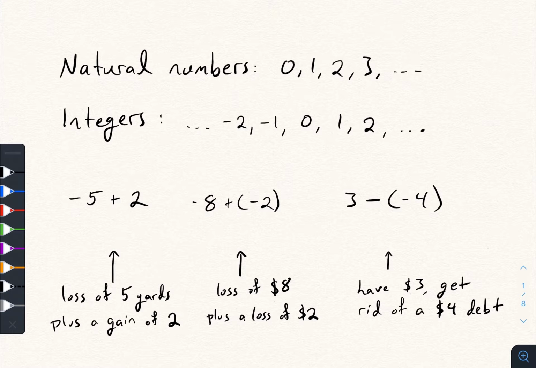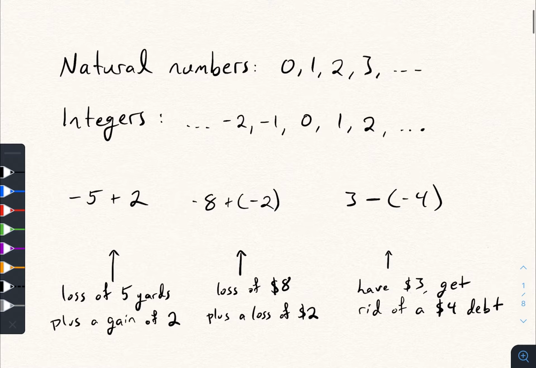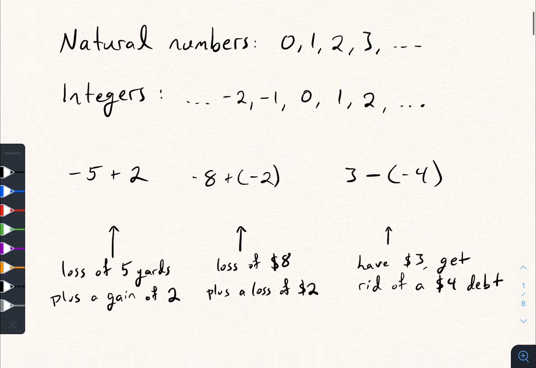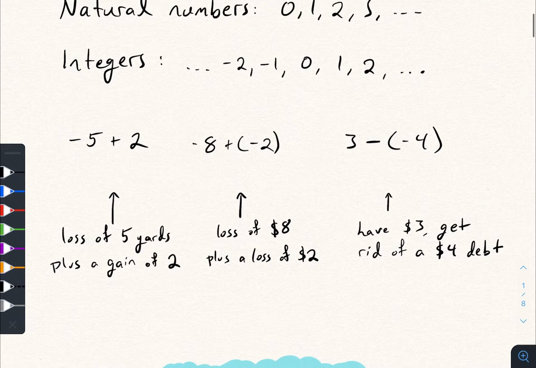And 3 minus -4 could be like, well, you have $3 and maybe you owe your friend $4, but you do them a favor and you end up getting rid of that $4 debt. And so you have $3 and then you get rid of a $4 debt. So you're kind of gaining a net of $4, something like that. Right? So those are all well and good.